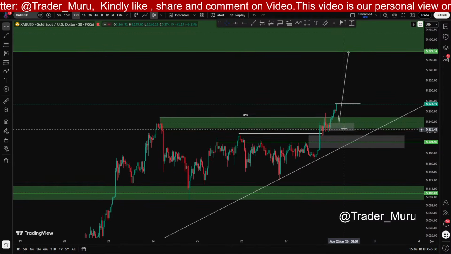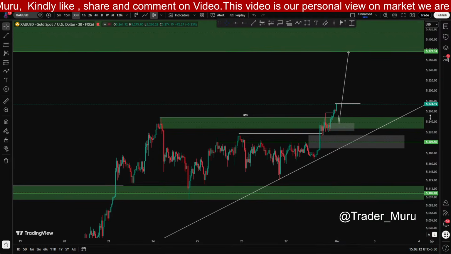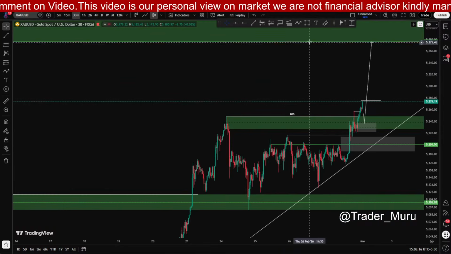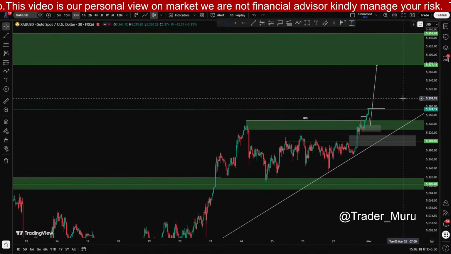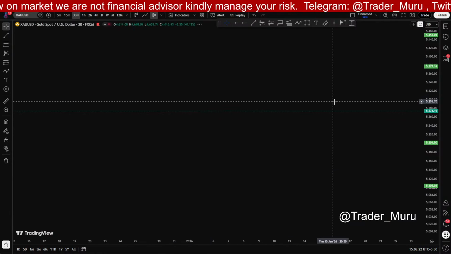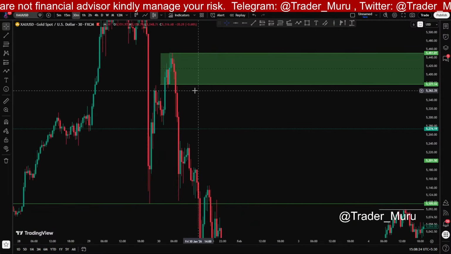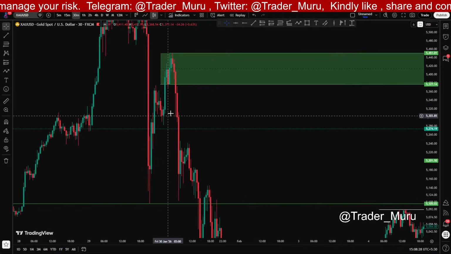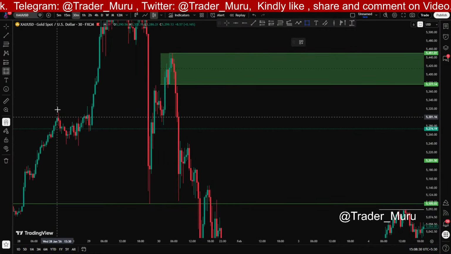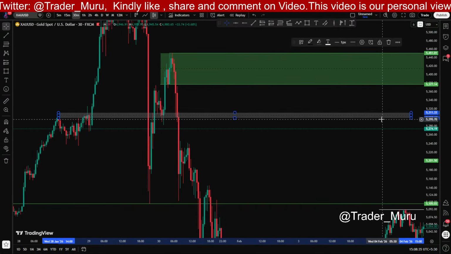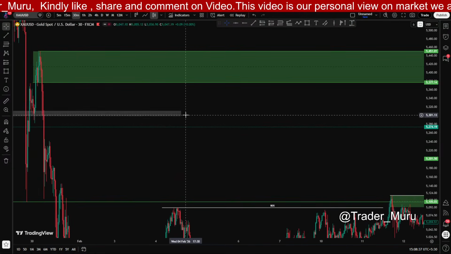So we will wait for these two zones, and if price pumps massively from here, then the first rejection area will be 5300 to 5315. Here we have rejections, this area. This is the area from where we can get some primary rejection.